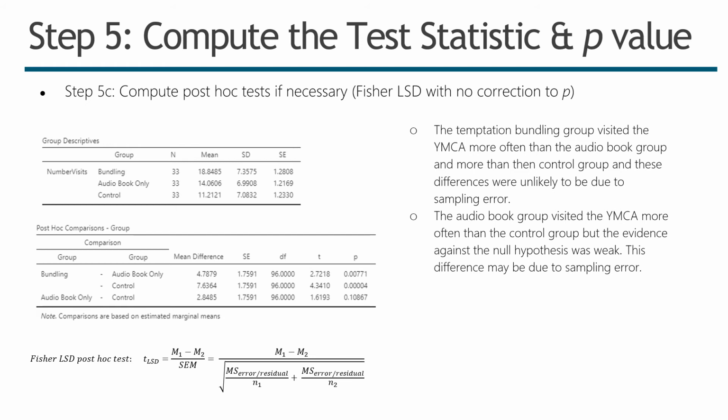Okay. So we have here this overall finding from our post hocs that the bundling group exercised more, went to the gym more times than the audiobook only group or the control group. But the audiobook and control group, we're not sure if there's a real difference there. It seems likely the difference we're observing is just due to sampling error.